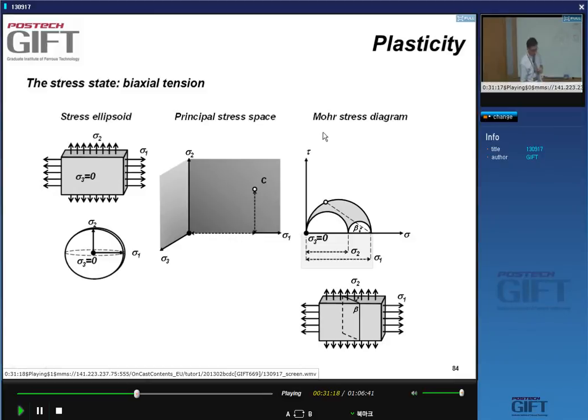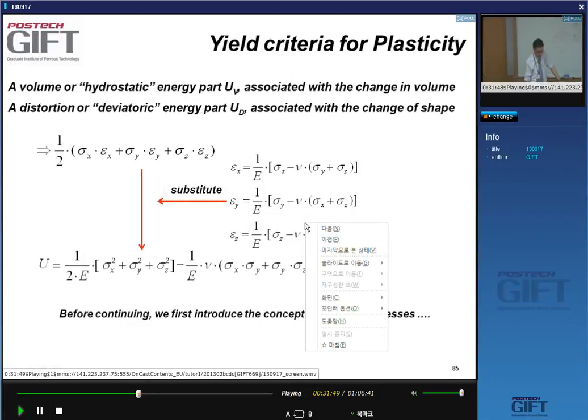Here we have to be careful when we use Mohr circles. Never forget that although sigma 3 is 0, it should be taken into account. So we have not 2 principal stresses, but 3 principal stresses. So these are our 3 Mohr circles. Oops, let me go back.